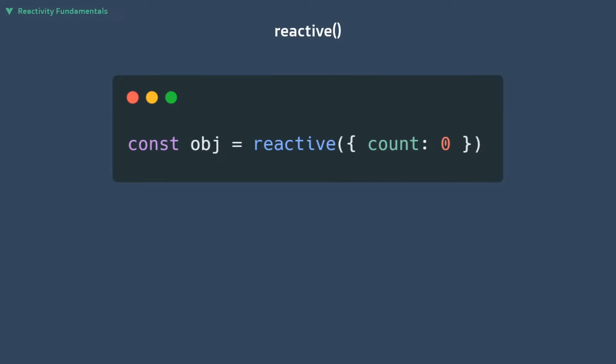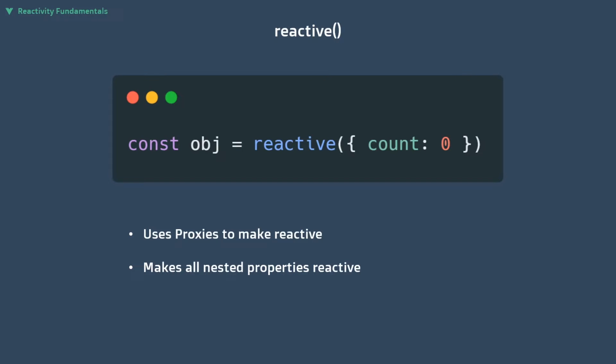To create a reactive object using the Composition API, you would use the reactive function. This function accepts an object as input and returns a proxy that is reactive to deeply nested values. If you choose to use the Options API, the object that is returned from the data function is internally made reactive by using this reactive function.